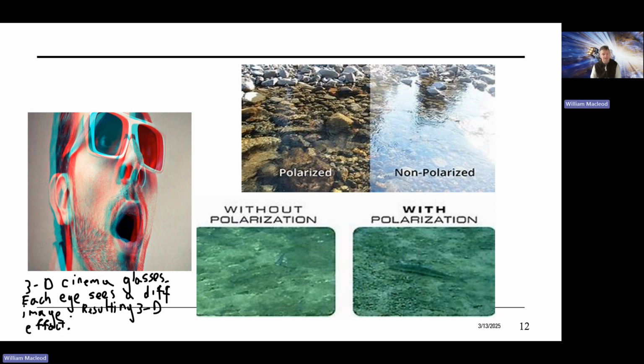Another use of polarized lenses, as well as taking nice photographs, is in 3D cinema glasses. Each eye sees a slightly different image. The left eye will see a different image from the right eye because the light has been polarized in a different direction using different filters in the glasses. This results in an image which appears to be three-dimensional.